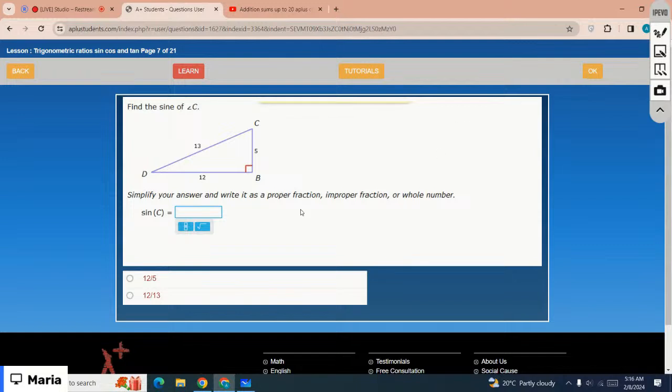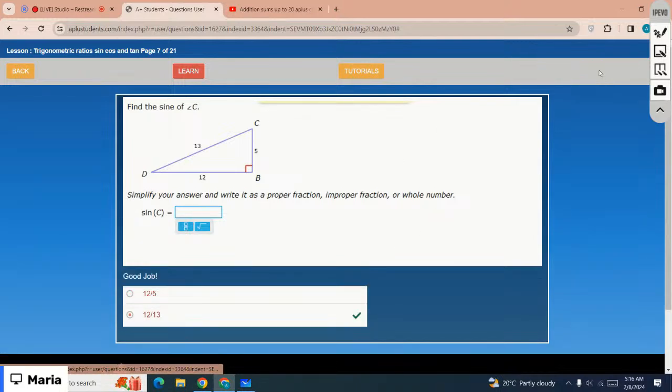The next one is sine of angle. Yes, that is 12 by 13, right? Option number 2 is the correct option. That is 12 over 13.